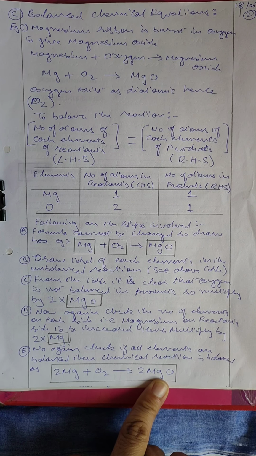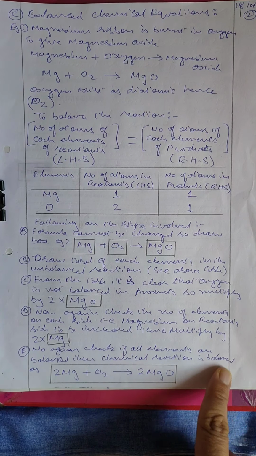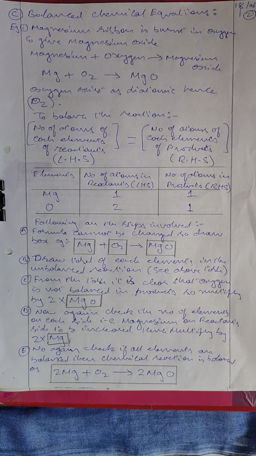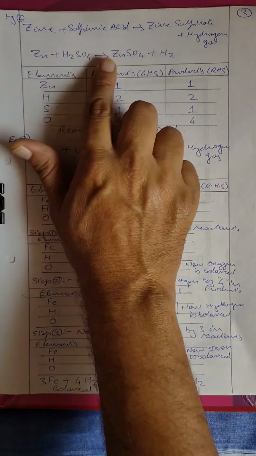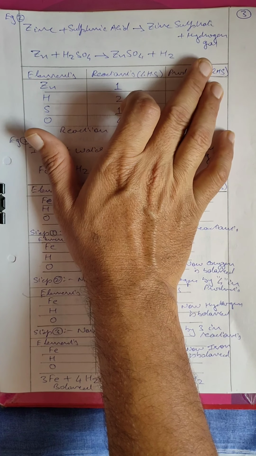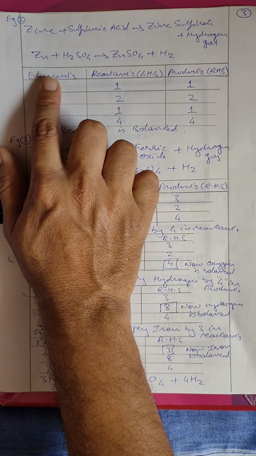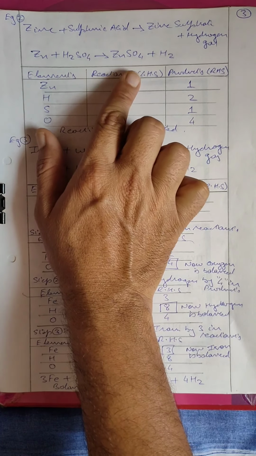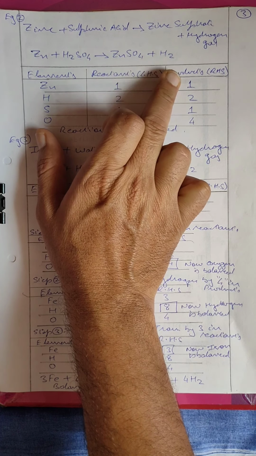Please note that while balancing you need to follow all these steps every time. We will take the next example, then you will understand it clearly. In the next example we will study zinc. Zinc plus sulfuric acid will give zinc sulfate plus hydrogen gas. We will write the formulas: Zn for zinc, sulfuric acid H2SO4, zinc sulfate ZnSO4, and hydrogen H2.